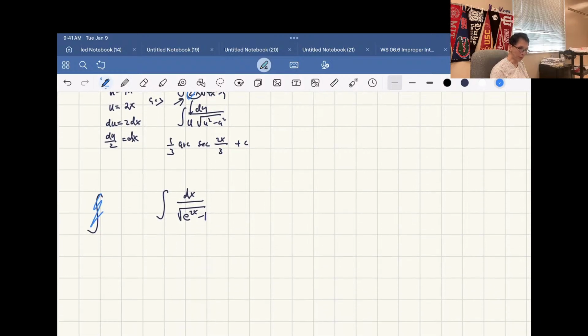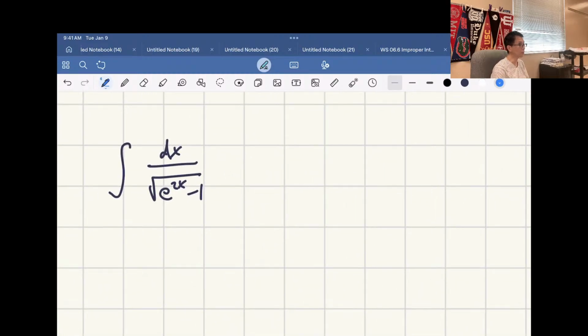Okay, so how would I do integration of this one? dx over e to the 2x minus 1. Again, u equal to what? Oh wait, well, u squared is equal to that. Not u. Yeah, I think u is equal to e to the x, and then you put the e next to the bottom.